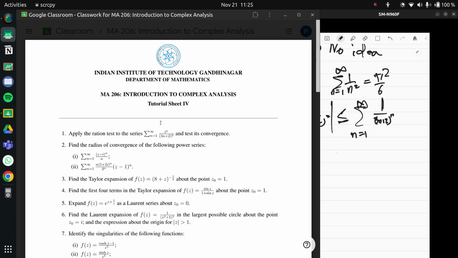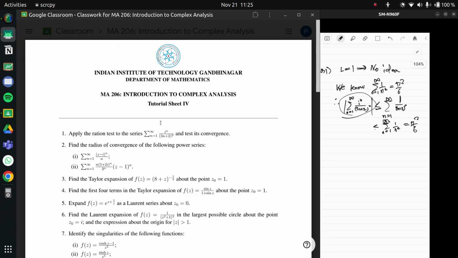But then this is strictly less than 1 upon n squared, right? Since only things of a particular form are there, which we know is actually a finite value. So what does this mean? This means that this series magnitude is less than pi squared by 6 all the time. And we also know that this is more or less an increasing series.